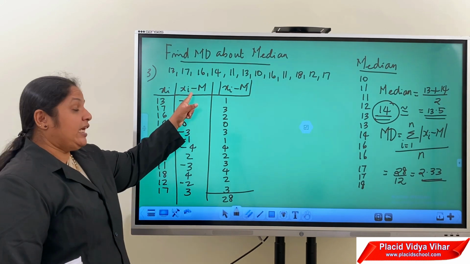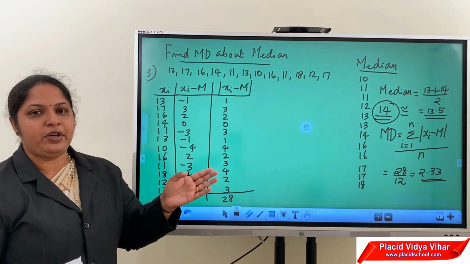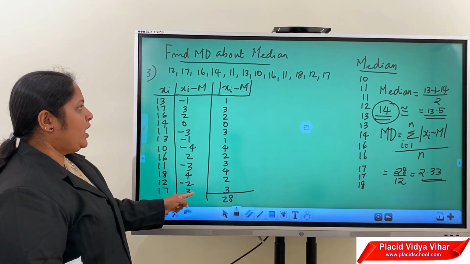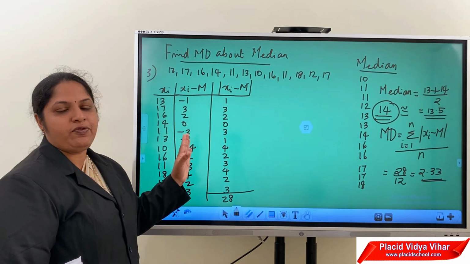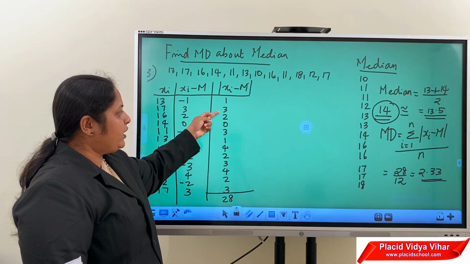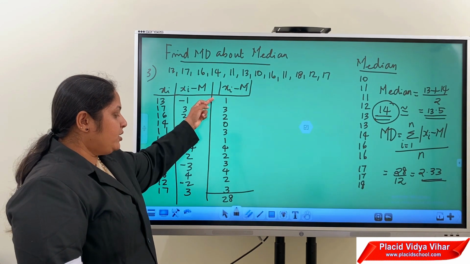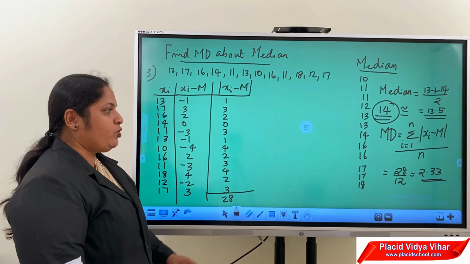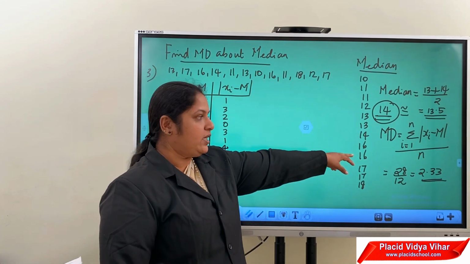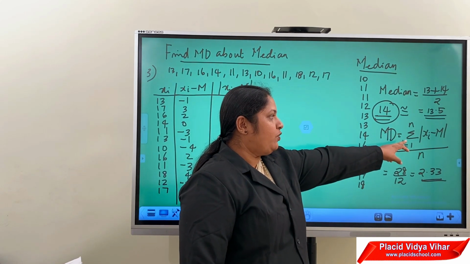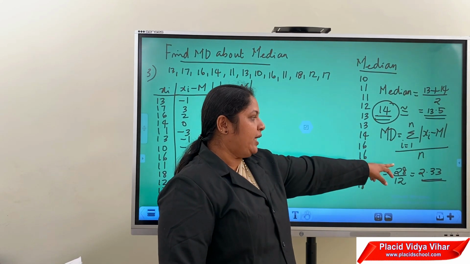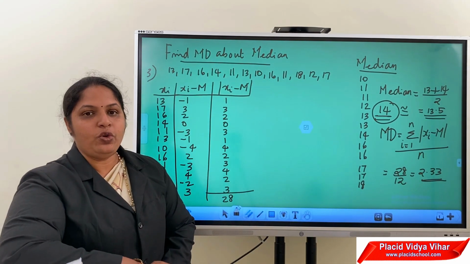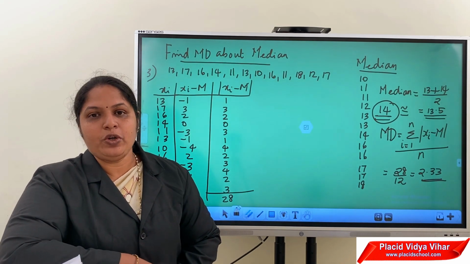Now you have to take the deviations of each and every observation from the median value, which is 14. Which will give you minus 1, 3, 2, 0, etc. And find the absolute values, same as what we have done before. Absolute values are 1, 3, 2, 0, 3, 1 and so on. Next find the sum of these absolute values, which is 28. Now mean deviation about median is the sum of absolute values of deviations from median divided by n, that is 28 by 12, which is equal to 2.33. That is how we find out mean deviation about median.